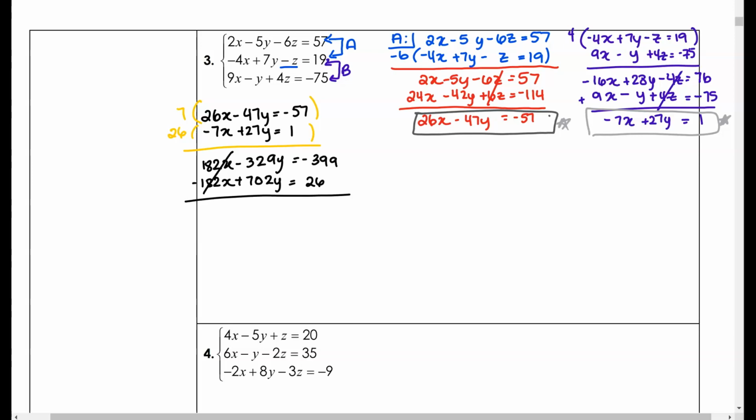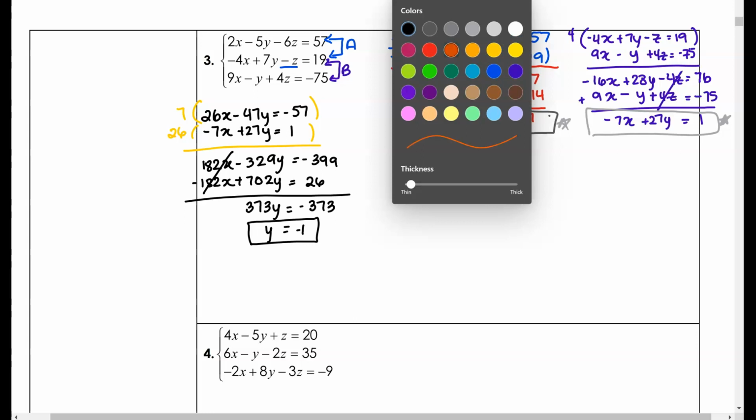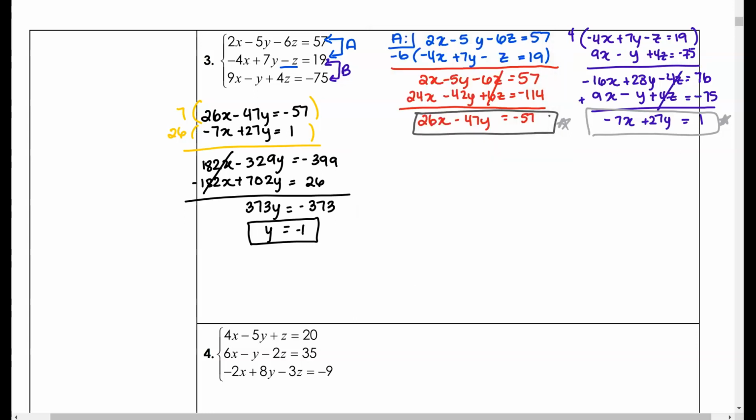These are gone, so I get 329y plus 702y. That gives me 373y. And that negative 399 plus that 26, that's going to give me a negative 373. I'm going to divide both of these numbers by 373, and I end up with y equals negative 1. So there's our first value.